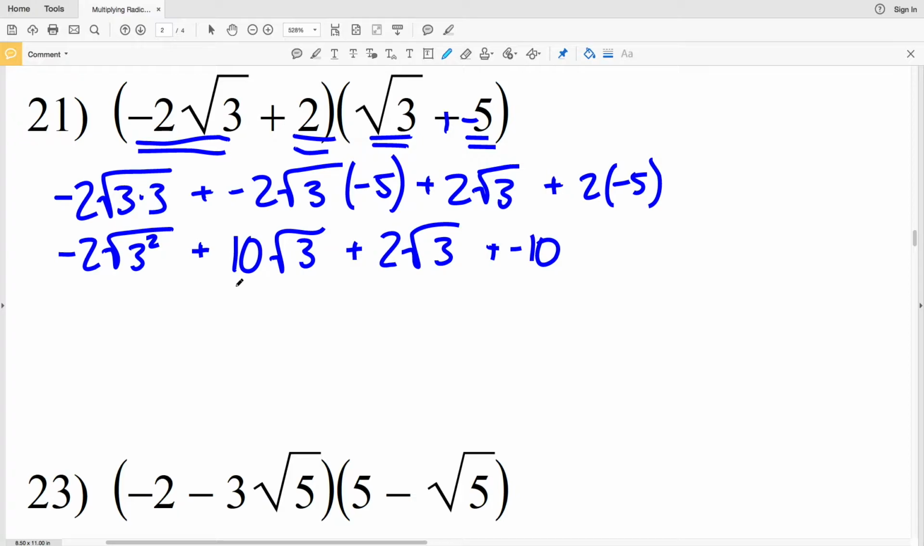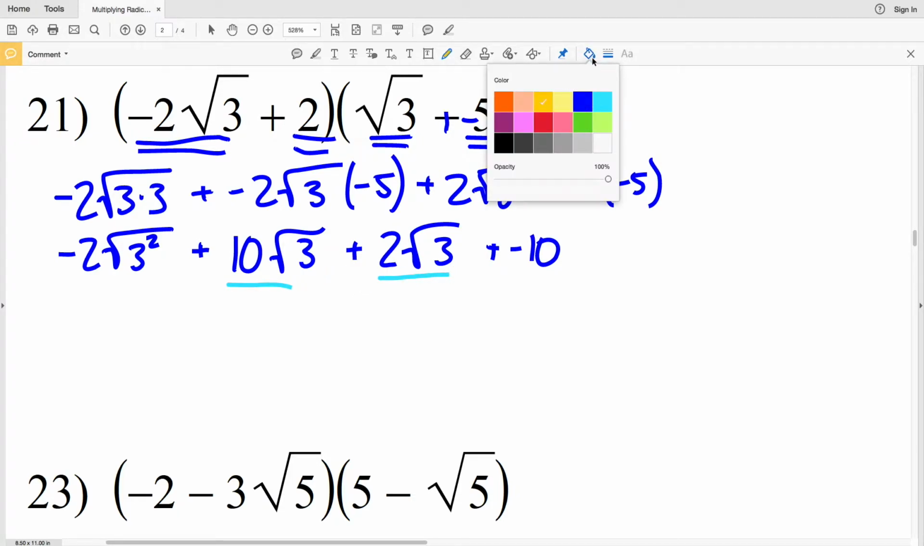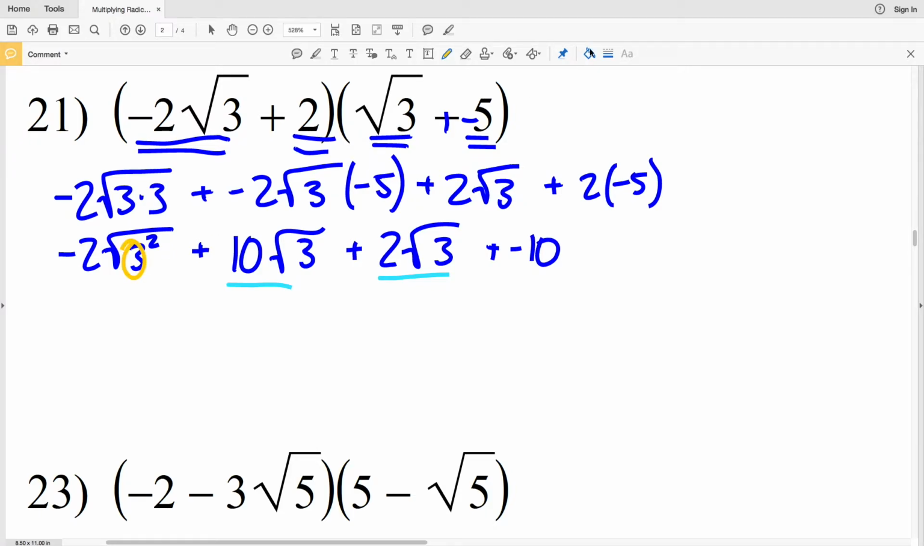Now, I'm going to combine my like terms, which is 10 times the square root of 3 and 2 times the square root of 3, and I'm also going to pull out this 3 from the square root because the square root of 3 squared is 3. So I have negative 2 times 3 plus 10 plus 2 is 12, so that's 12 times the square root of 3, since 10 times the square root of 3 plus 2 times the square root of 3 is 12 times the square root of 3, and then as opposed to adding a negative 10, I'll subtract 10.